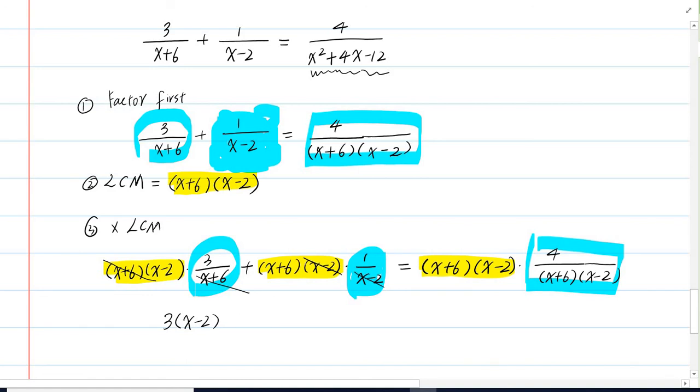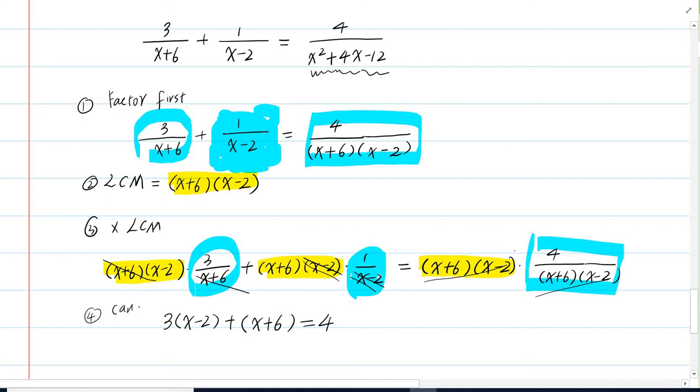Let's go ahead and look at this. That one's going to be gone, so they're canceling out. So we're going to have plus 1 times this, we're just going to have x plus 6 left, multiplied by 1. Then we have an equal sign for the last part. Here, the whole denominator is going to be canceled out, so the only thing I have left is just going to be 4. Okay? So this is step 4.